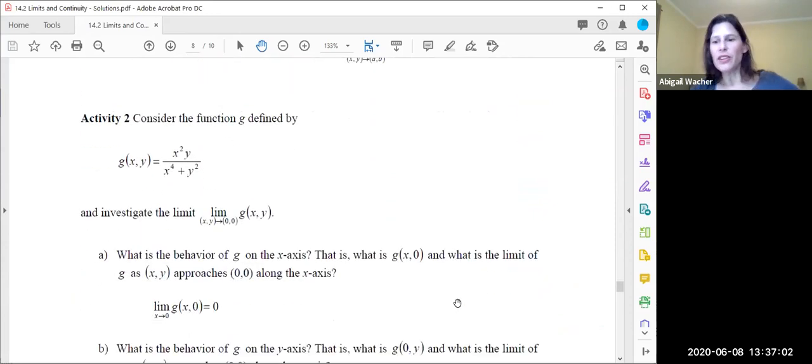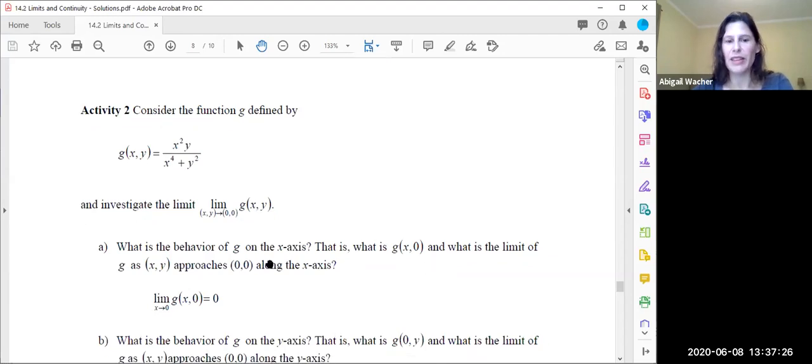Activity 2. Consider the function g defined by x squared y over x to the 4 plus y squared, and investigate the limit as xy goes to 0, 0 of g of xy. All right, what is the behavior of g on the x-axis? That is, what is g of x, 0, and what is the limit of g as xy approaches 0, 0 along the x-axis? So then you would just literally plug in y equals 0 into this function g of xy. And so you would get a 0 on the top and then the x to the 4 on the bottom. So it's for different values of x. So that's just 0. And so taking the limit as x goes to 0 of 0 is 0.